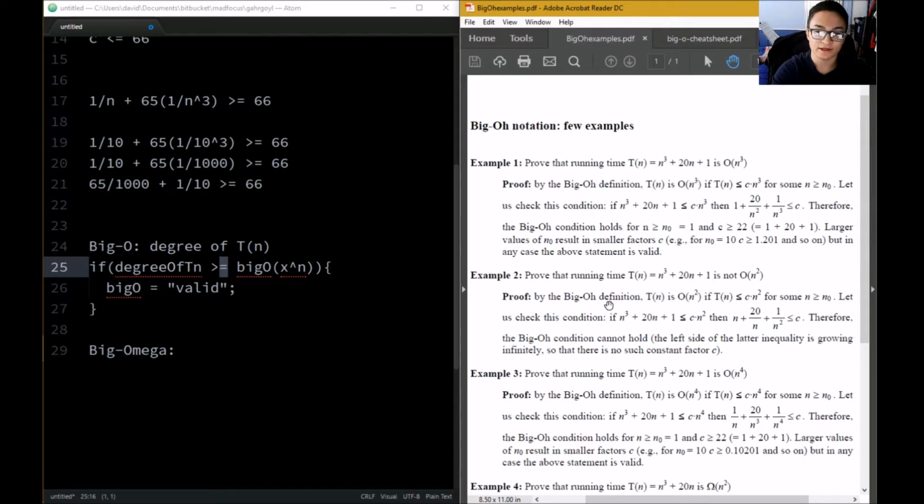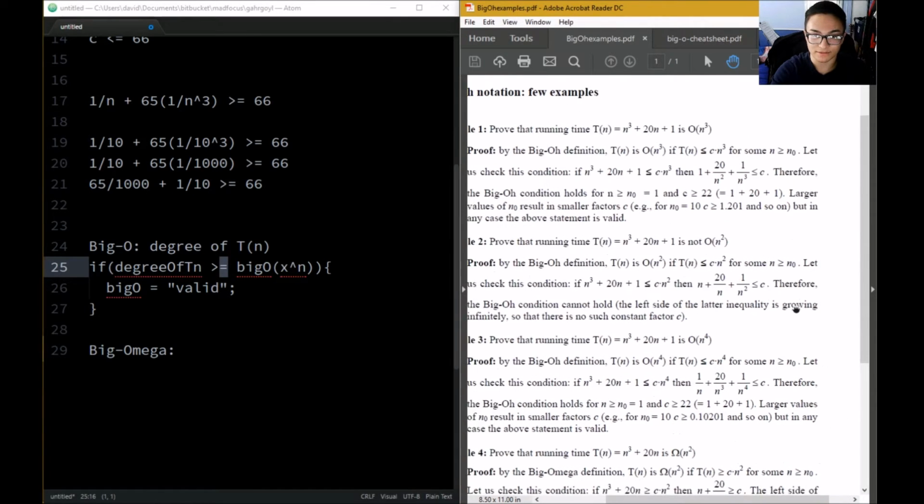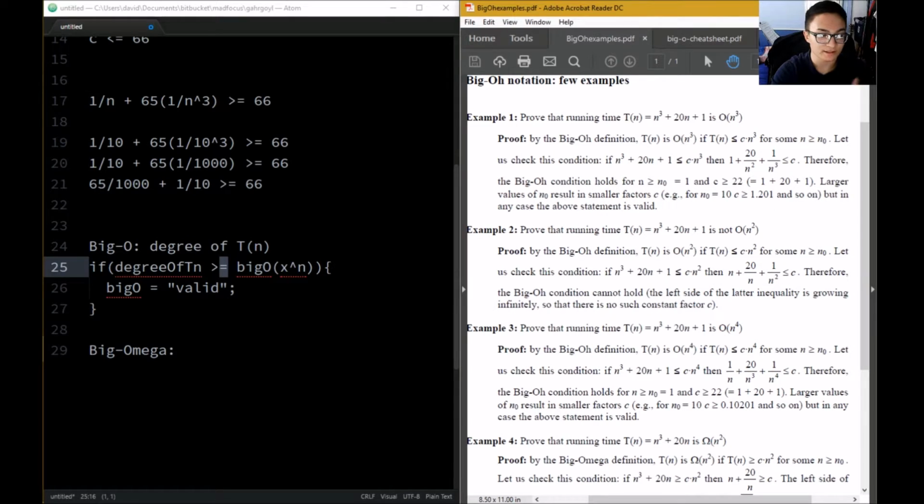So then with big O less than the T of n, this is not valid. The condition cannot hold because it's false. So that's also true because the degree of your challenging n, big O, I guess, is less than the degree of your T of n, the equation that you're using.